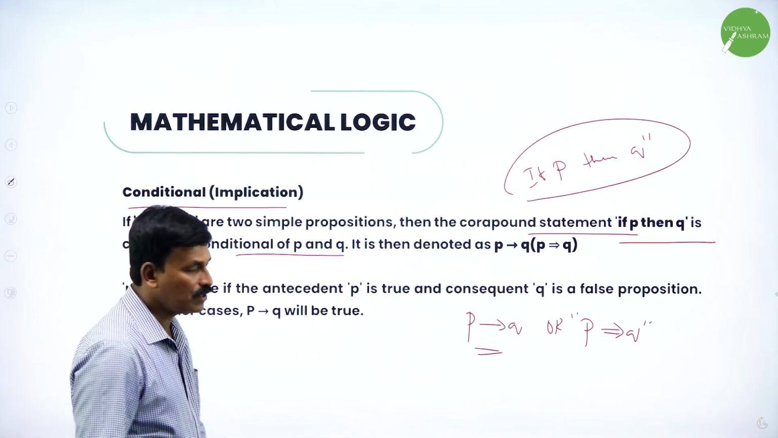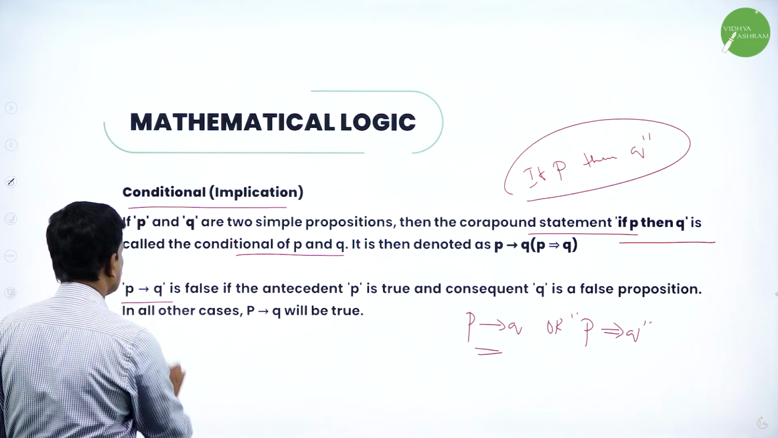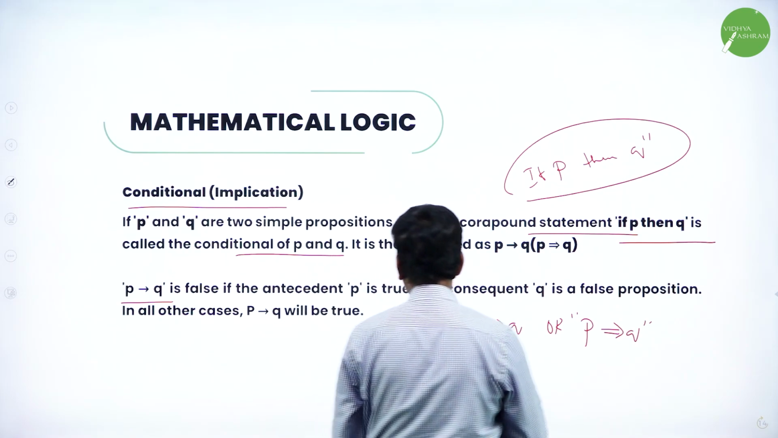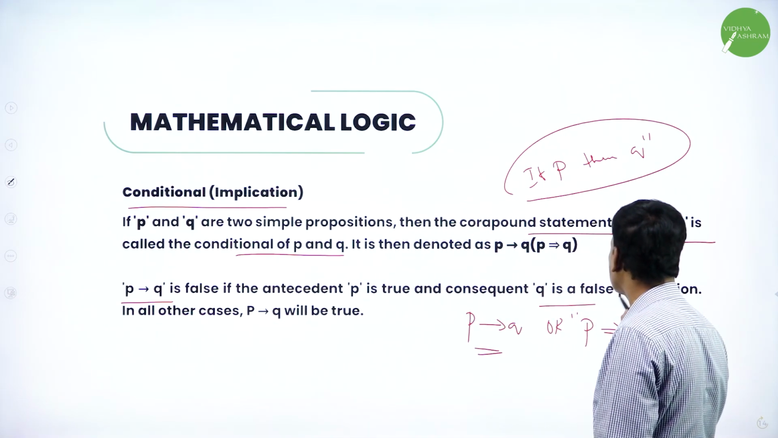Now what is the truth value for this? P conditional to Q is false if the antecedent, that is P, is true and the consequent Q is false.